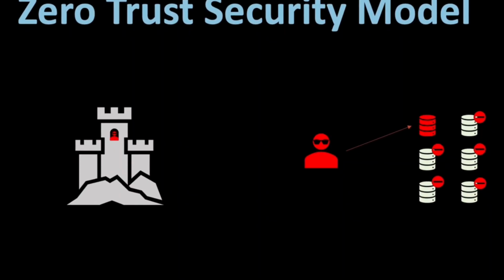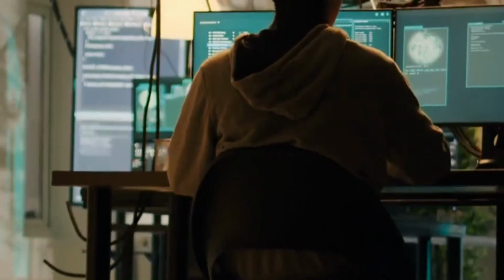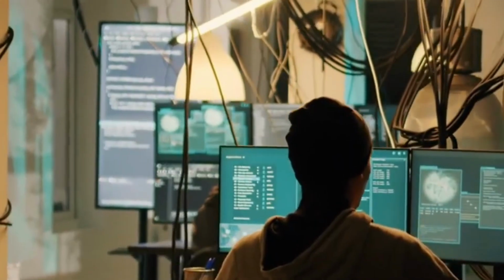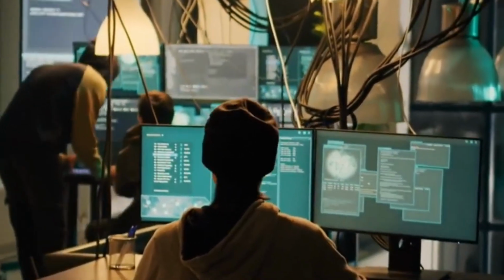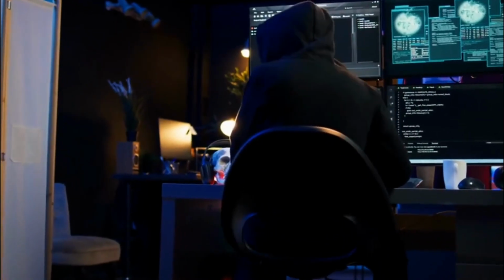The concept of Zero Trust Security. Zero Trust Security is built on a simple yet crucial principle: never trust, always verify. Unlike traditional security models that automatically trust internal users and devices, Zero Trust assumes that every user, device, and application, whether inside or outside the network, could be compromised.